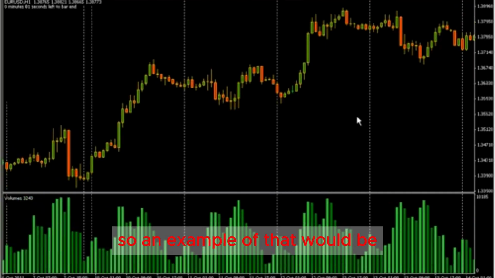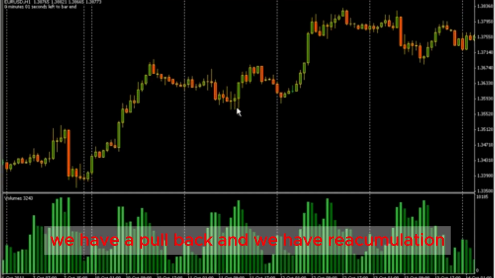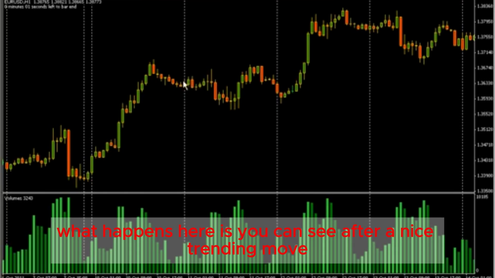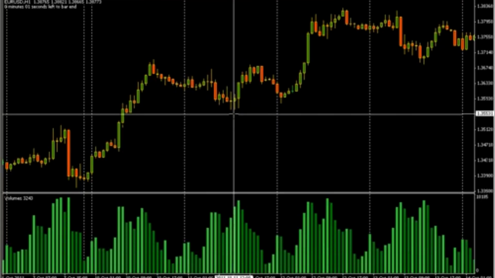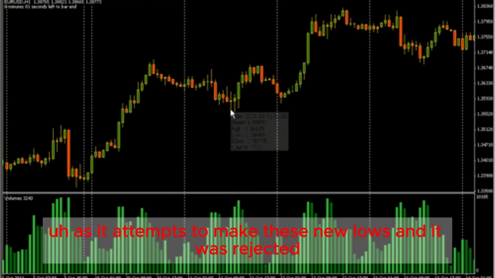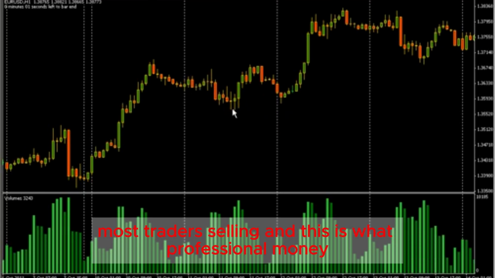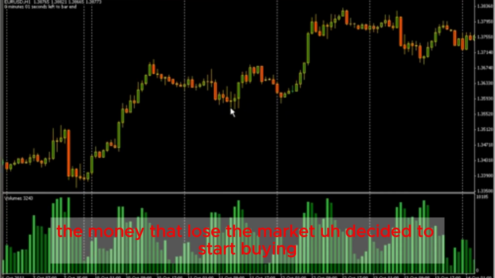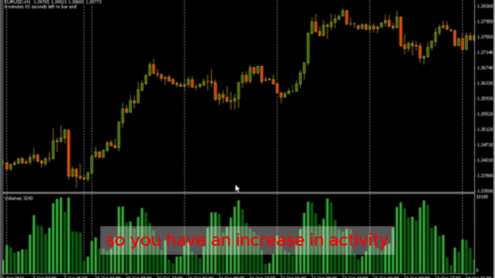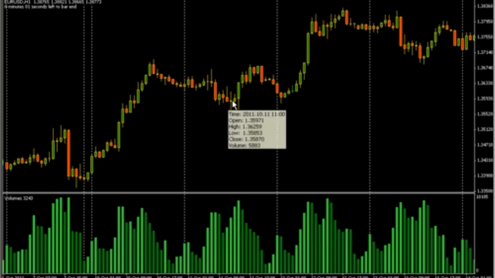An example of that would be we have a markup here. We have a pullback and we have reaccumulation. What happens here is you can see after a nice trending move, as price pulls back, it hits a point where the volume increased significantly as it attempted to make these new lows, and it was rejected. So what's happening here is you have basically the herd selling, most traders selling, and this is where professional money, the money that moves the market, decided to start buying. So you have an increase in activity, and the down move is not continuing. So that's the principle there.